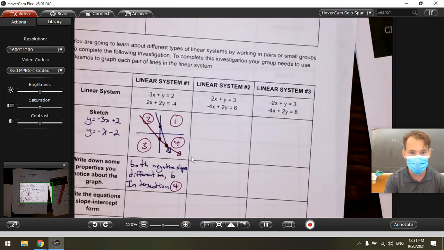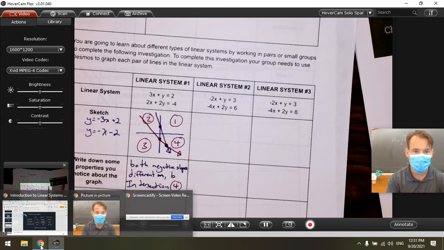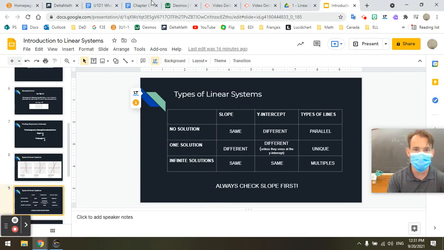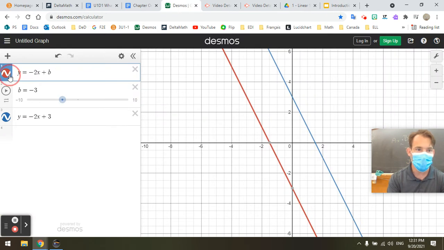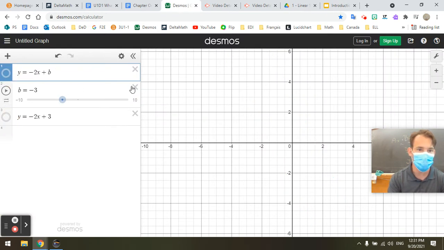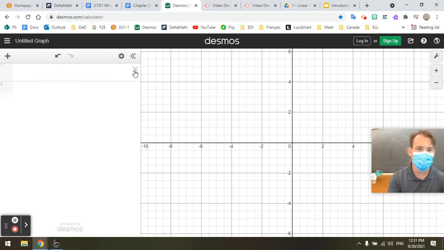So let's go ahead and graph these two lines in Desmos. I'm going to go over here to Desmos and throw these lines in. I'm going to turn that off, turn this off, and turn those off. And then graph my lines.